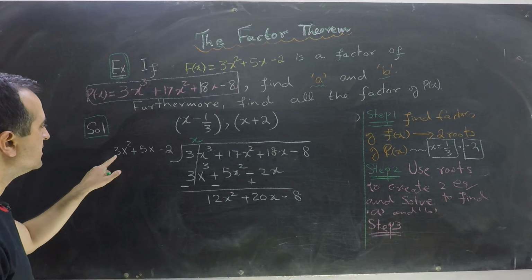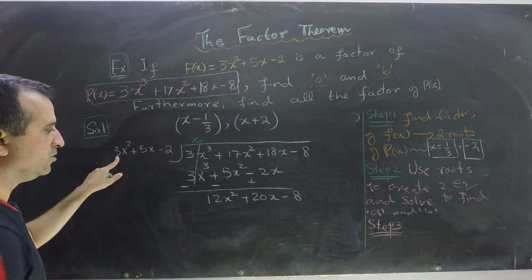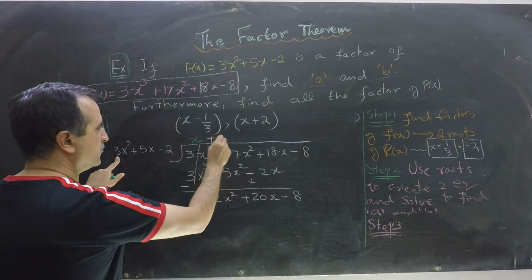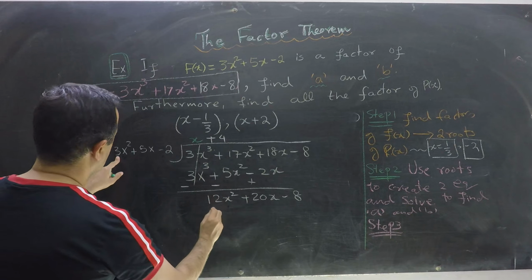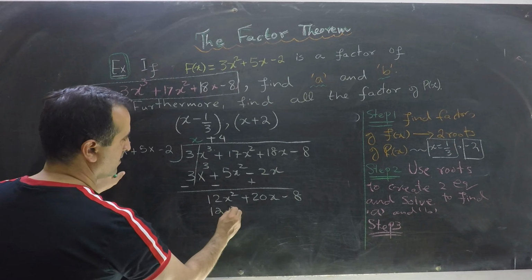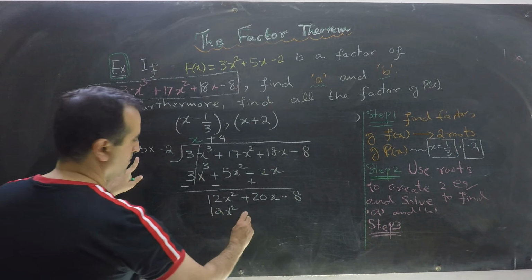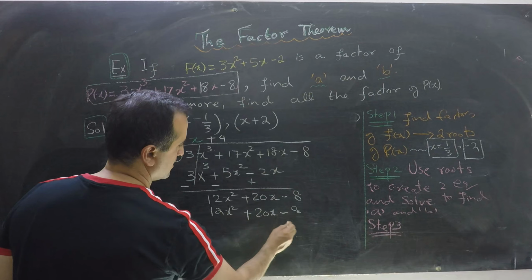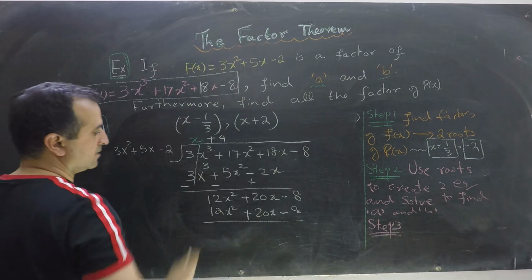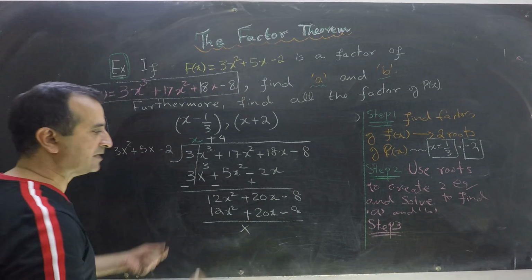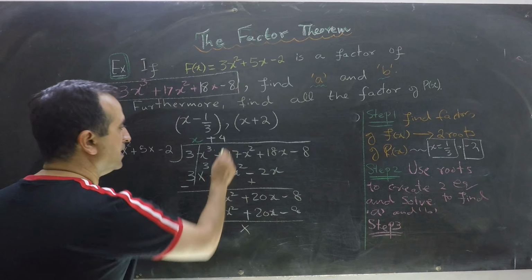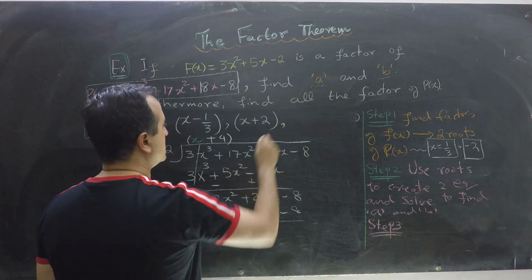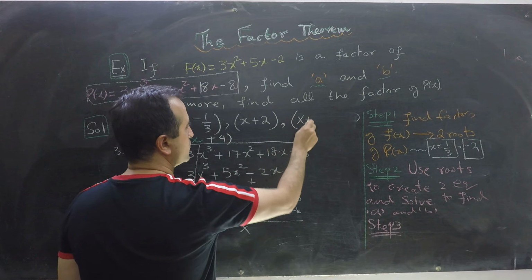Now I multiply 3x squared by 4 to get 12x squared, plus 4. I will get 12x squared plus 20x minus 8. And because this was a factor, I will have no remainder. Otherwise I've made some mistake somewhere. And this quotient is my last factor. So my third and last factor is x plus 4.